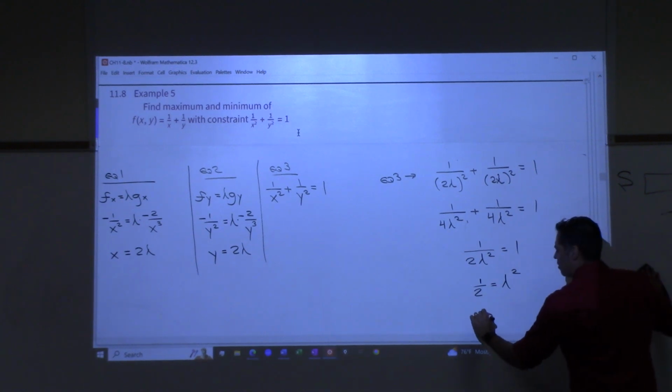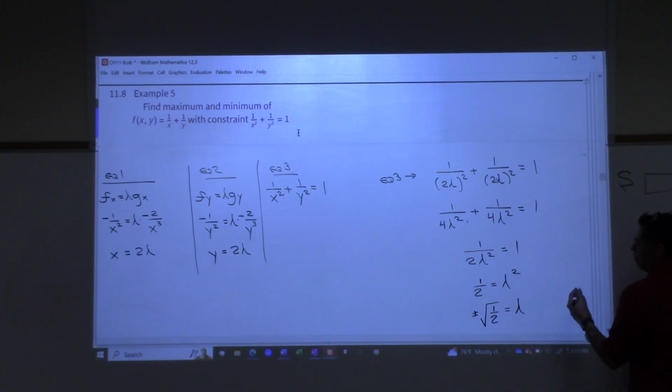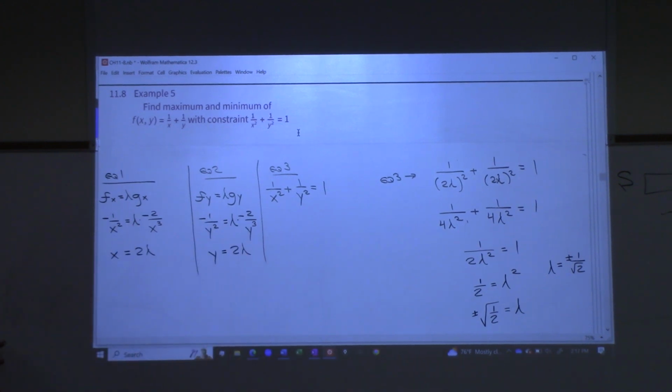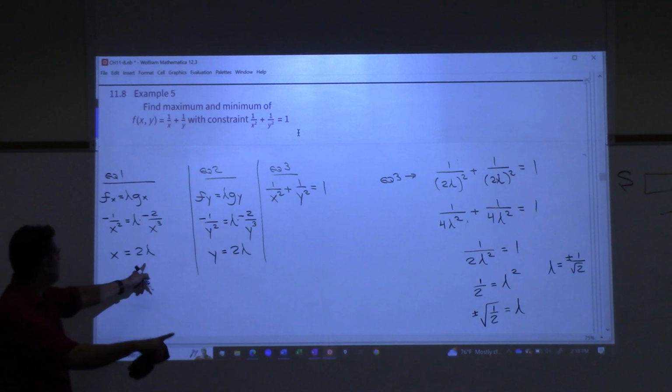So lambda is plus or minus the square root of 1/2, or however you want to write that. Lambda is plus or minus 1 over root 2, and if you rationalize the denominator, you get root 2 over 2. That really doesn't matter. I don't care what you do with that. So now we can get x and y, can't we? Because I know what lambda has to be.